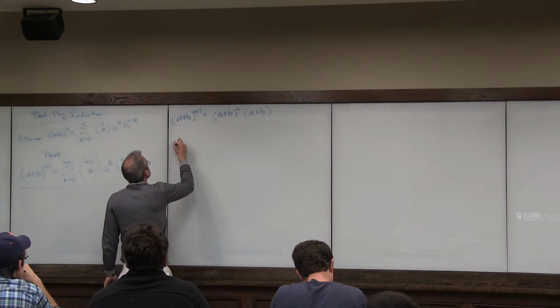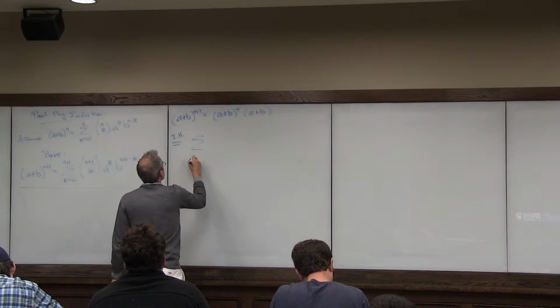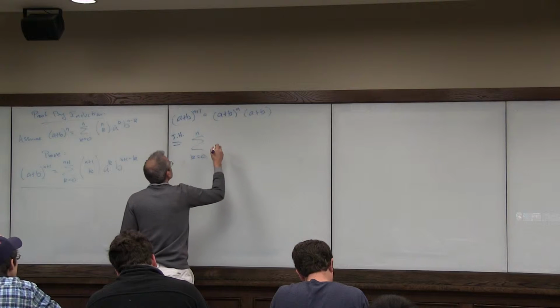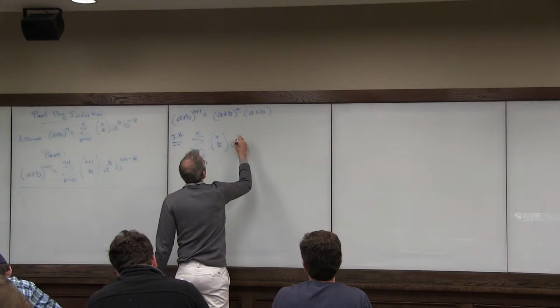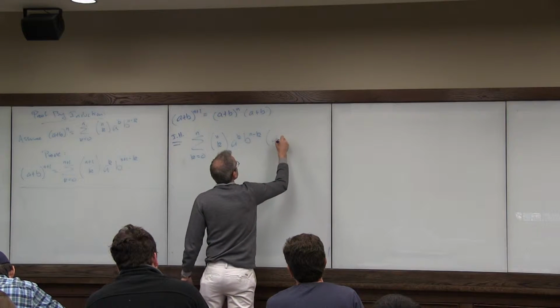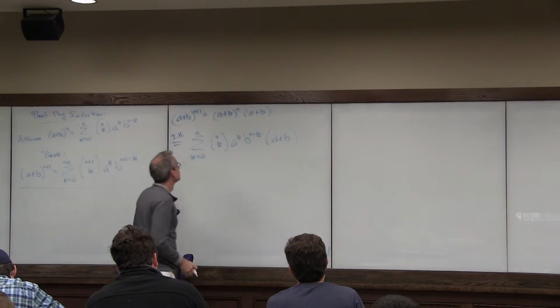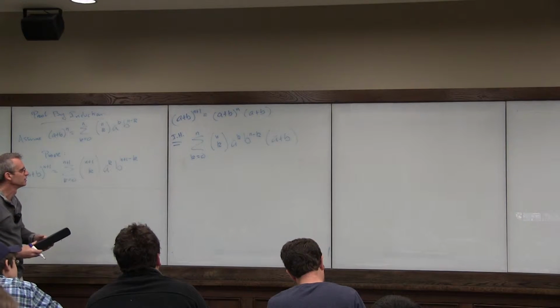Okay. So this is the inductive hypothesis, right? Let's put that thing in. So the sum from k equals 0 to n of n choose k, a to the k, b to the n minus k, times a plus b. Easy so far, right? But things are not going to stay so easy for long.